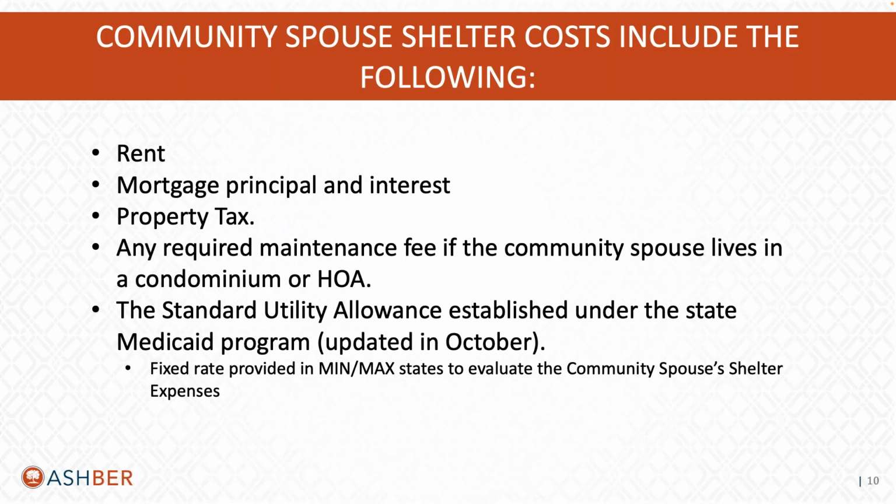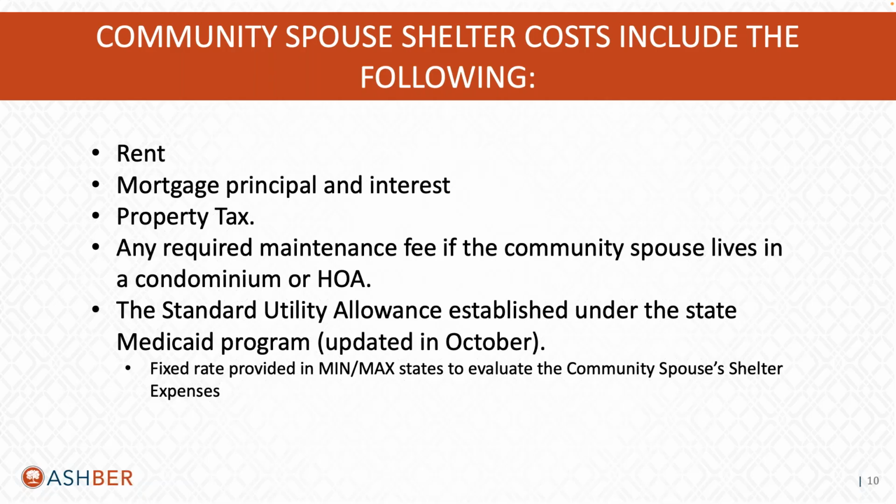Here are some of the shelter costs that are typically included with the community spouse. So anything like rent or mortgage, that's typically going to be included as a shelter cost. Property tax allocated on a monthly basis versus the typical annual basis. So whatever your annual property tax is, divide that by 12. That will be what they'll allocate as the shelter cost for your client.